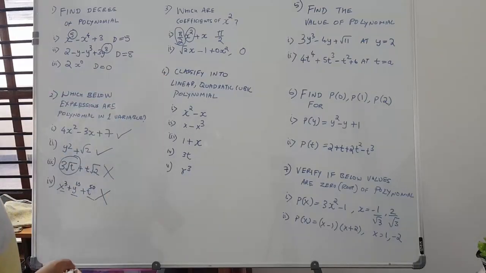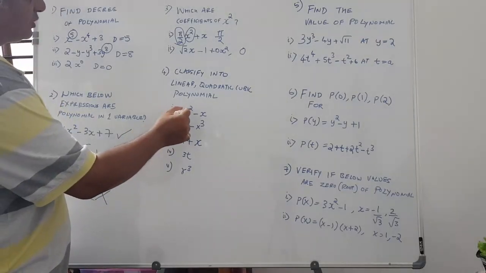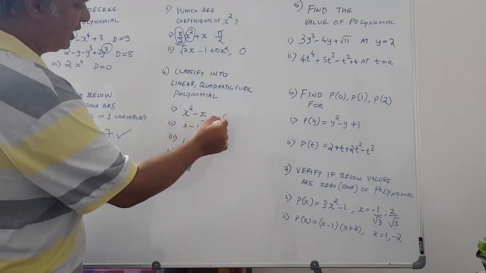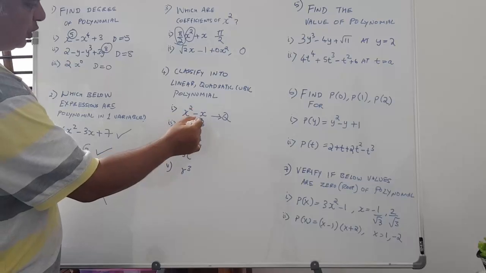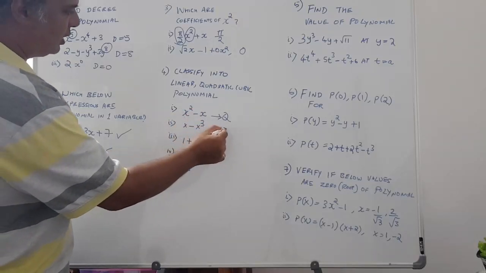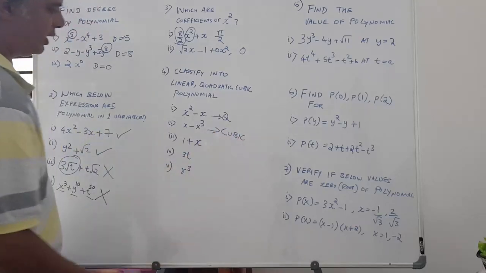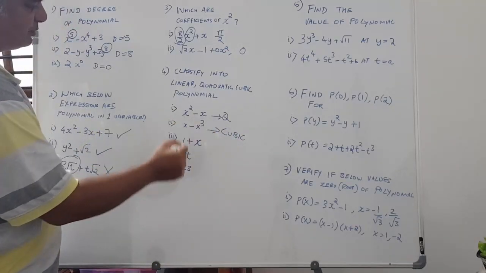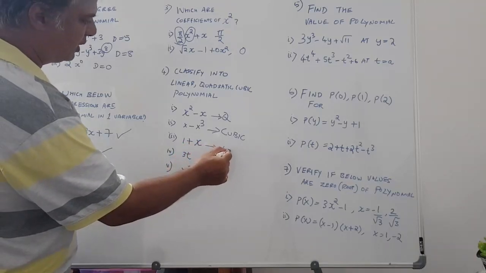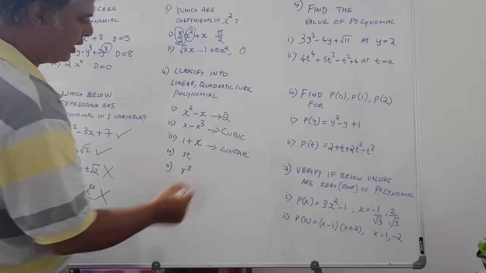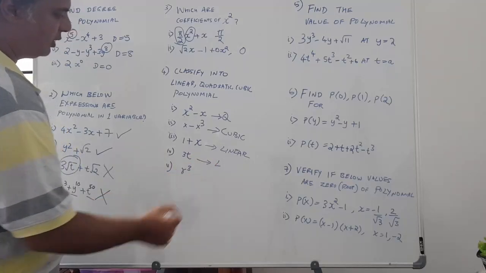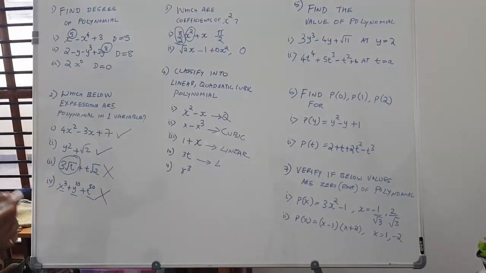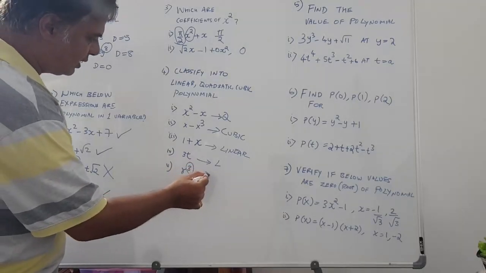Now the next question is classify into linear, quadratic, cubic polynomials. Here we have x squared. Squared means to the power 2, so this is definitely a quadratic polynomial. And we have here x minus x cubed. So degree 3, right? So this is a cubic polynomial. We have 1 plus x, x is nothing but x power 1, so this is a linear polynomial. Here we have 3t, which is nothing but 3t power 1, so that's again a linear polynomial. Here we have only r cubed, r is the variable, but its power is 3, so this is a cubic polynomial.